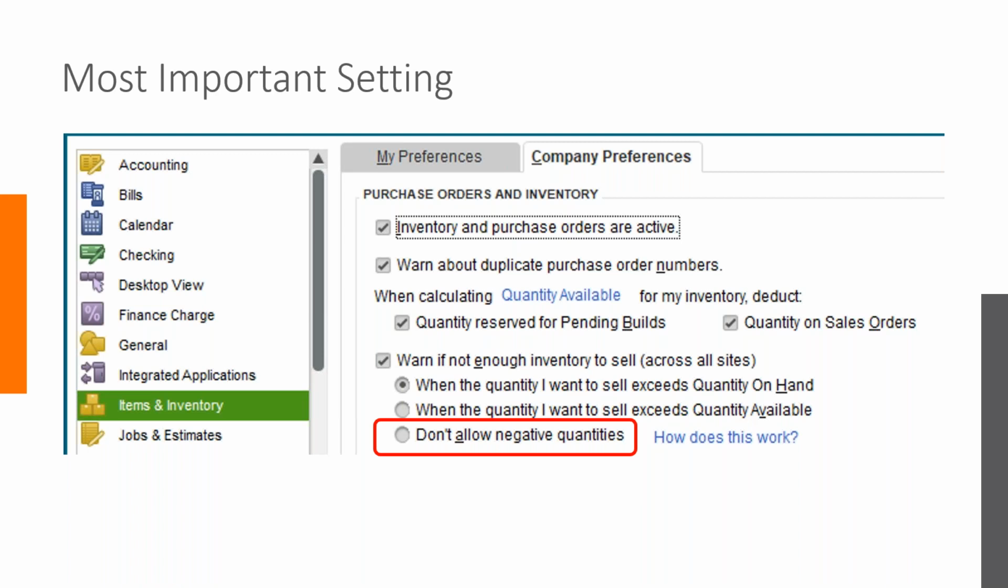You can overcome that by creating purchase orders that allow you then to invoice a client, because, you know, just-in-time inventory, we're going to order it and basically sell it at the same time. But the most important setting, don't allow negative quantities. The second one, and I'll show you on the assemblies, is pending builds. Be very, very careful about that.